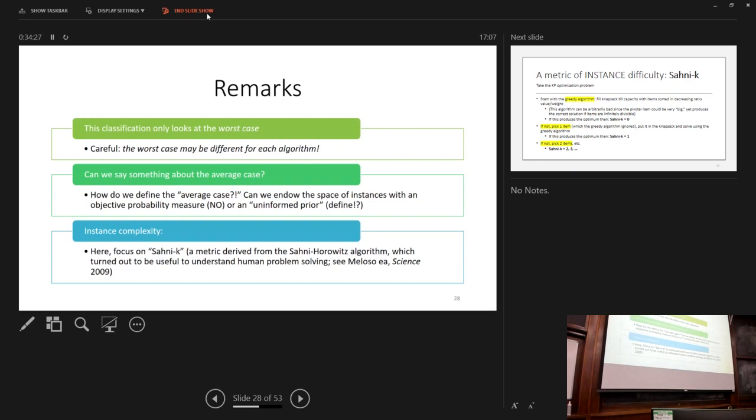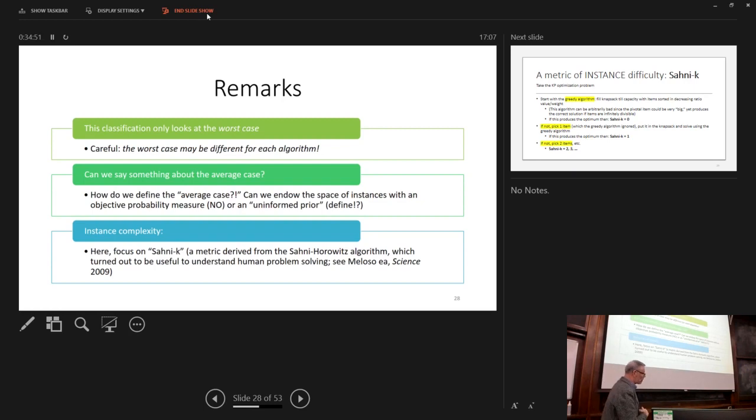So can we endow the space of instances with an objective probability measure, or an uninformed prior for those who know statistics? This is an obscure part of statistics. The definition of an uninformed prior is, I'll tell you when I see one. And I'm not joking. This is not a very satisfactory answer either. So we need instance complexity.